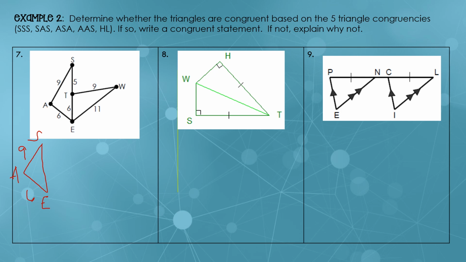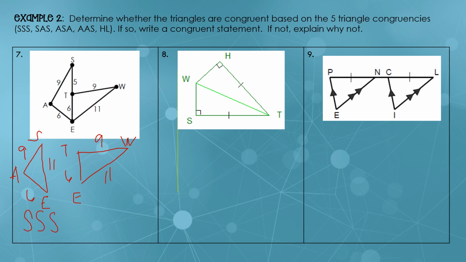We have it in two pieces, ST and TE, but if you add 5 and 6 together, that gives you 11. And then for the other triangle, we have TW is 9, and then T to E is 6, and then E to W is 11. So what they've given us here are all sides. We have no angles marked congruent. There's no angles we can conclude are congruent at this point. But if we focus on the sides, all three sides have the same length. So these are going to be congruent by side, side, side.